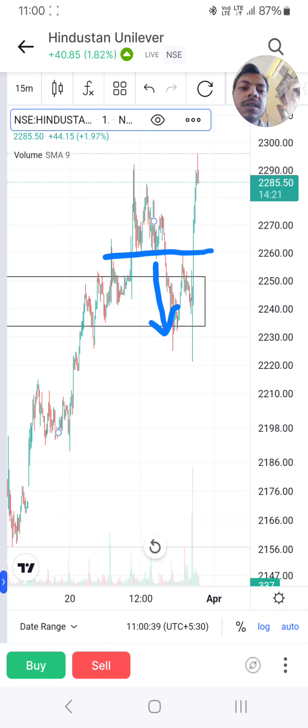See, I had entered at this break line. When this was broken, I entered. I anticipated that this support should remain intact, but that could not happen. It came way back down here, and at that time there were massive losses.